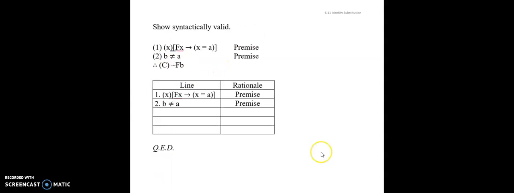Okay. Let's try an actual problem now. We have two premises and a conclusion, and you're supposed to show that the argument is syntactically valid. So produce a syntactic deduction of the conclusion from the premises using our rules. So go ahead and try that now. Pause now.